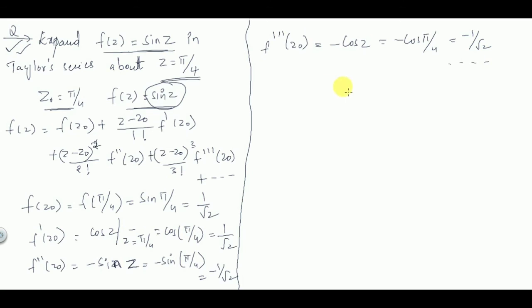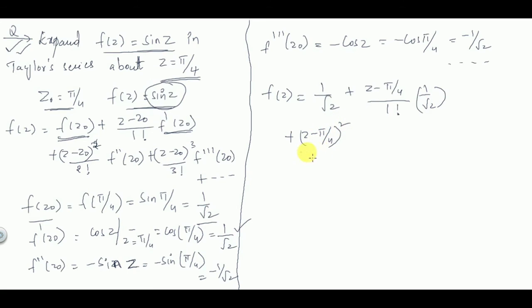Okay, it continues, right? So f of z is given by f of z0, which is 1 by root 2, plus z minus z0 by 1 factorial, where z0 is pi by 4, into f dash of z0, which is again 1 by root 2, plus z minus z0 whole square by 2 factorial into f double dash of z0, which is minus 1 by root 2, plus z minus z0 whole cube by 3 factorial into f triple dash of z0, which is again minus 1 by root 2, plus so on.